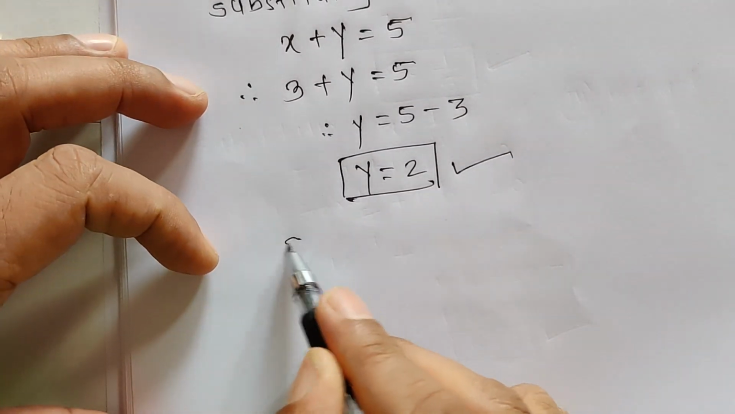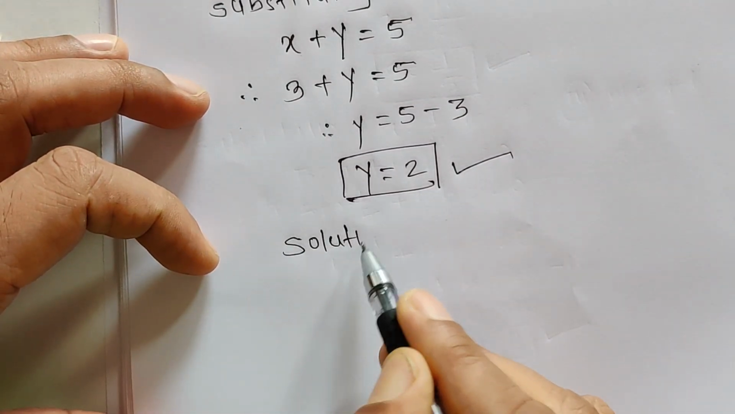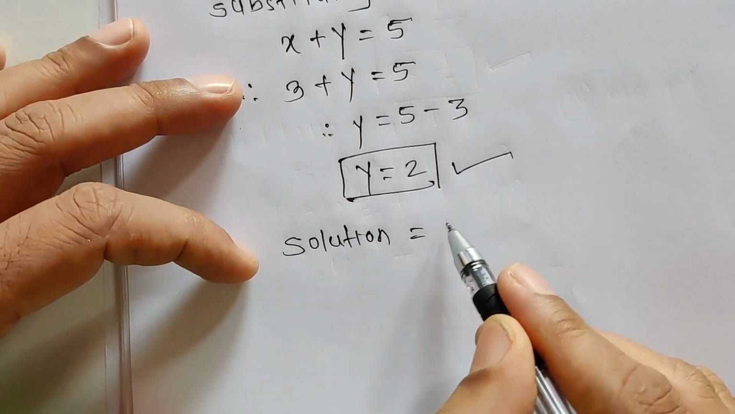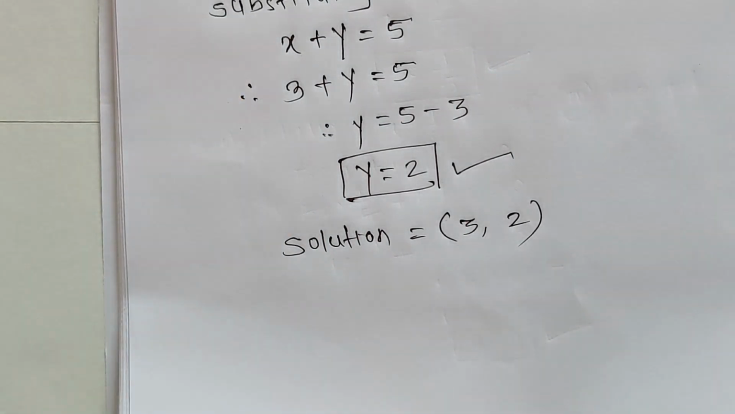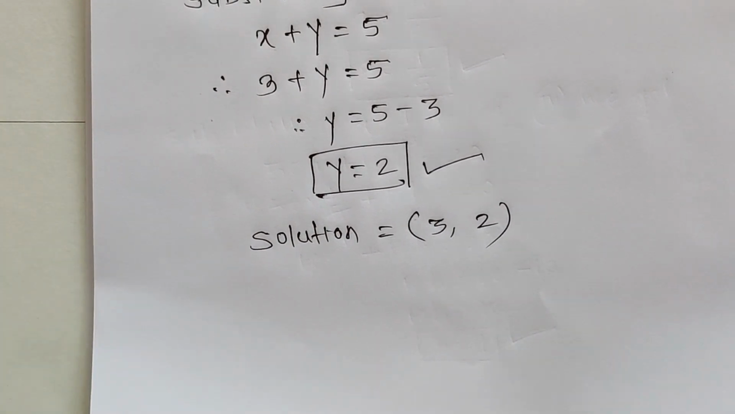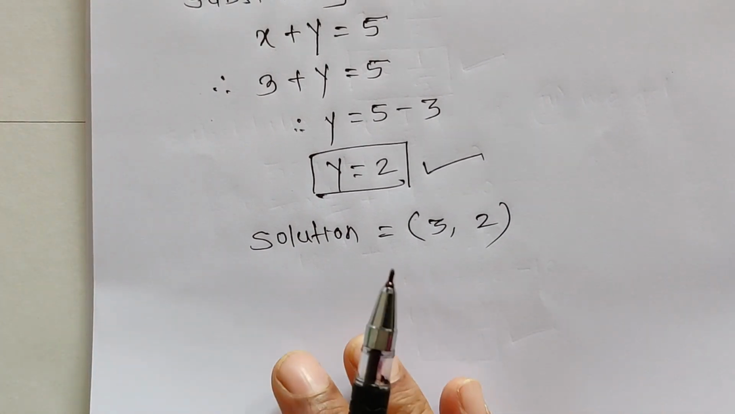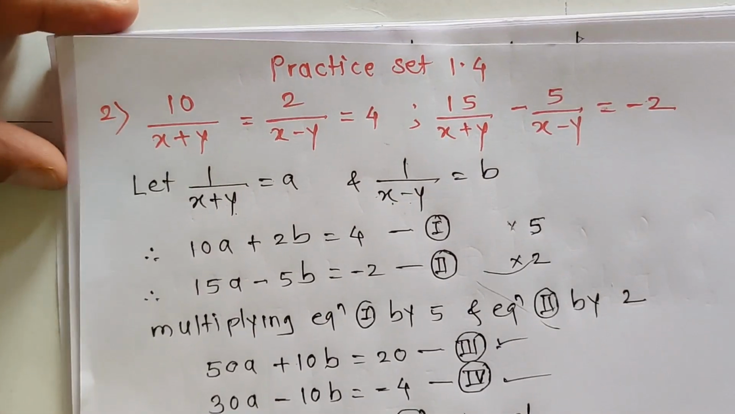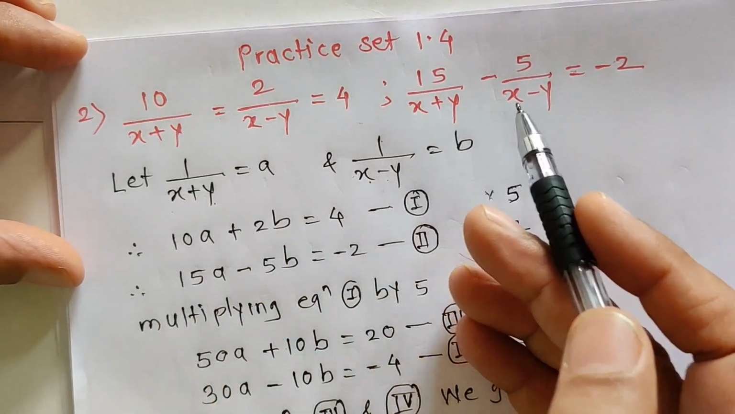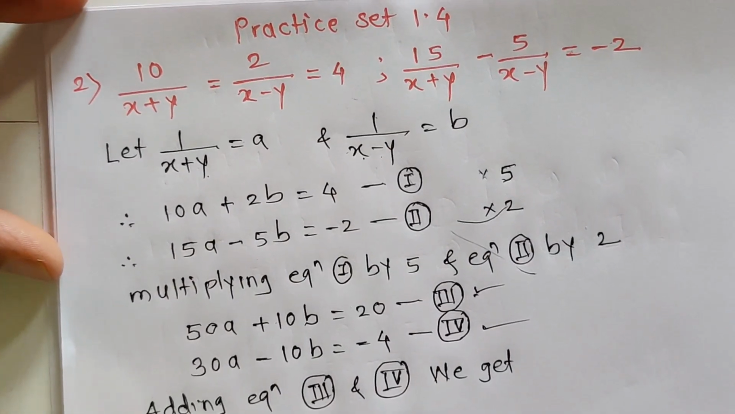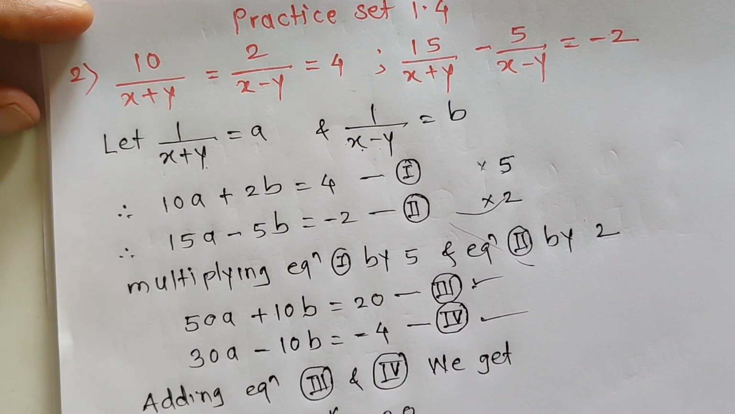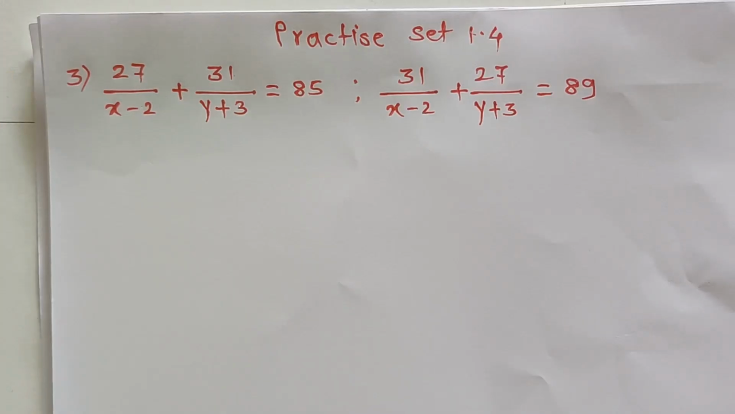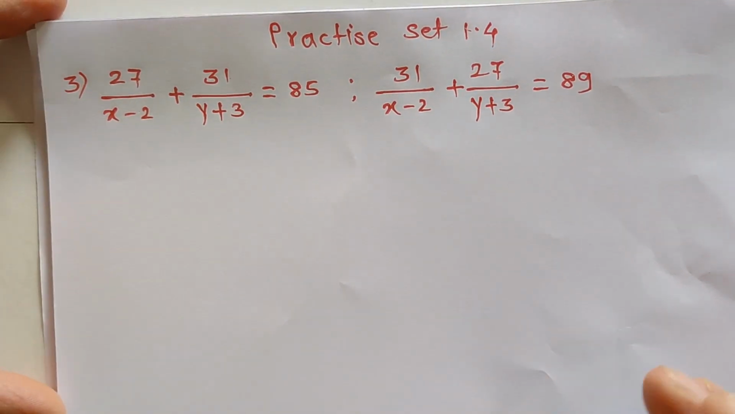Now the solution of the equation is x value 3, y value 2, that is, (x, y) is (3, 2). So in this way we can solve the equations which are convertible to linear equations. So if the equation is in this form, then we can solve that equation using this method, equations reducible to the linear. Now let us see one more example.